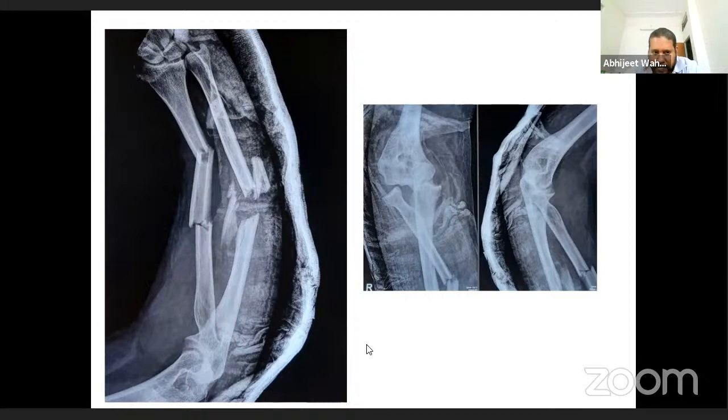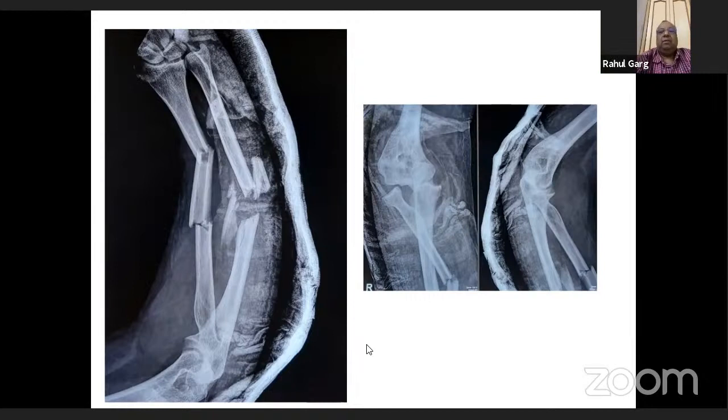And I would still go with the ulna first, because that's comminuted. It's all the more reason why you have to be very particular in restoring the length and correcting the angulation of the ulna. Once you do that, it just becomes easier to restore the radial bone.